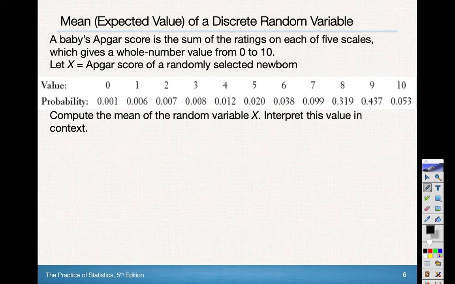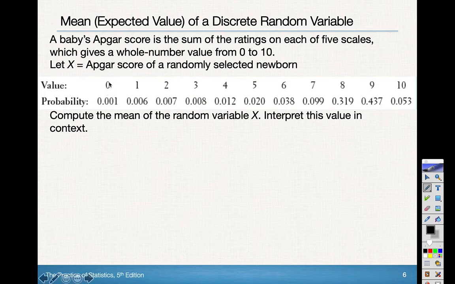Let's see what it looks like for this example that we're going to use. A baby's APGAR score. When a baby is born, the nurses and doctor agree on an exact score on the health of the baby, the delivery health. So X will be our APGAR score of a randomly selected newborn. The values of an APGAR score are 0 through 10. Compute the mean of the random variable, and we're going to interpret what it means.